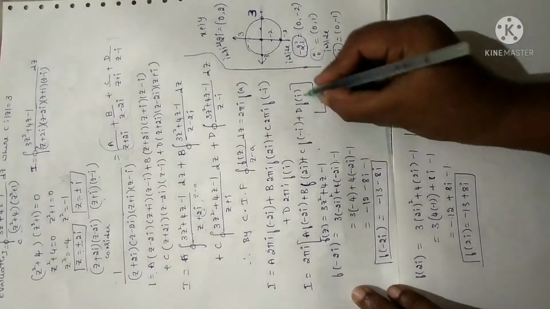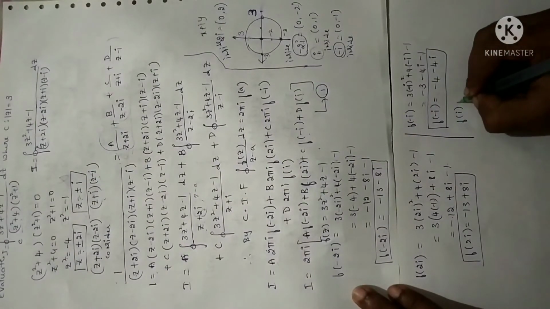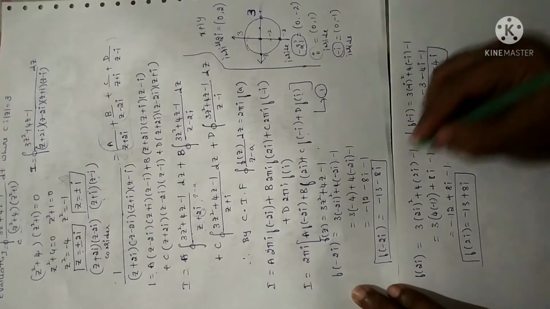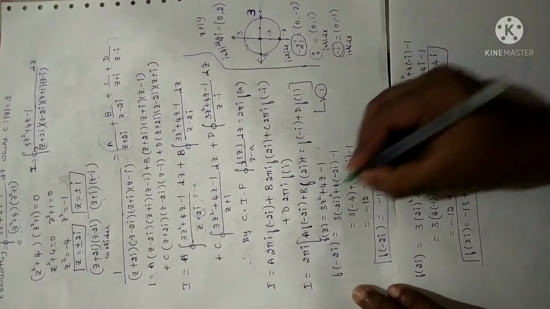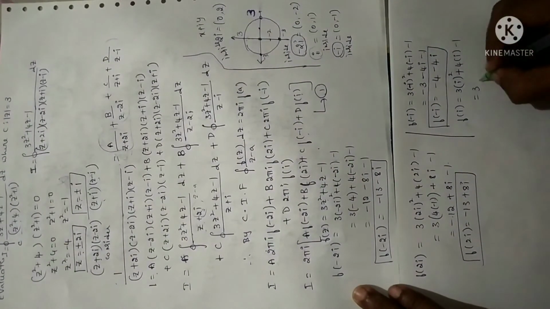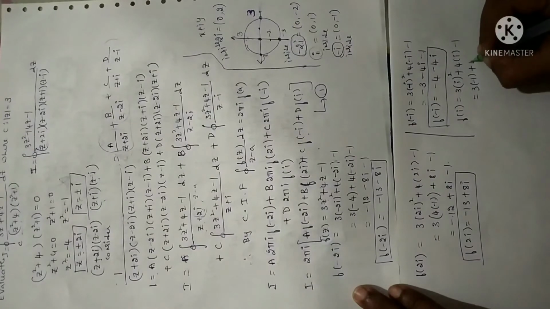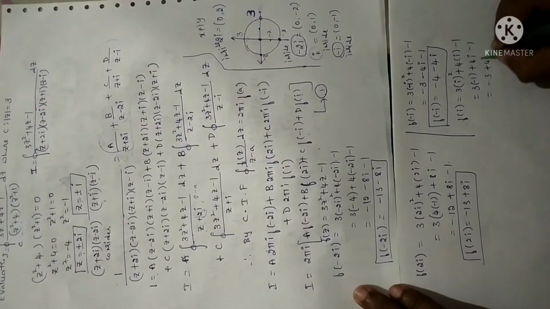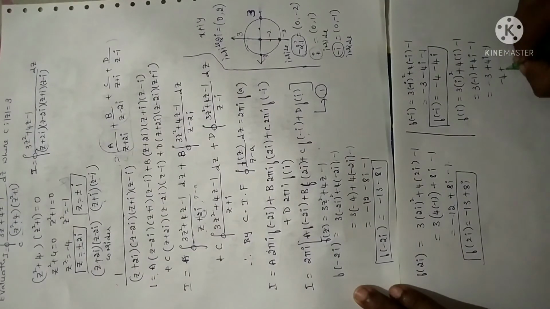Next, what else I need is the f of i value. F of i is equal to 3 into, let me replace z with i, i square plus 4 into i minus 1. 3 into i square value is minus 1, plus 4i minus 1. So you will get minus 3 plus 4i minus 1. Minus 3 minus 1 is minus 4 plus 4i.